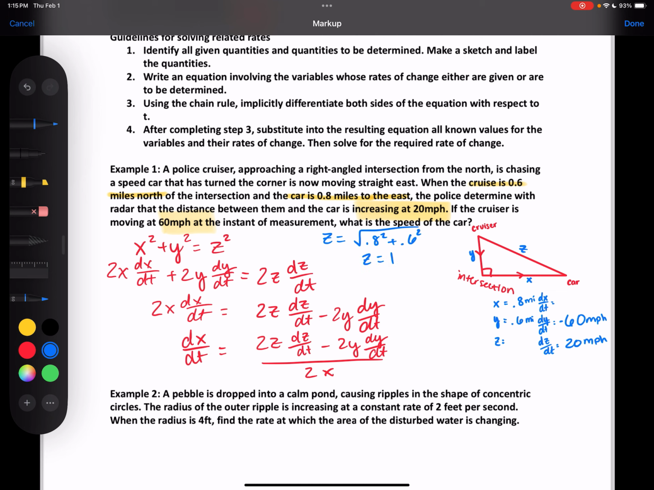Isn't that so fun? You know why? Because 8 squared is 64 and 6 squared is 36, and those add together to give you 100. Yes. That is what I deciphered.